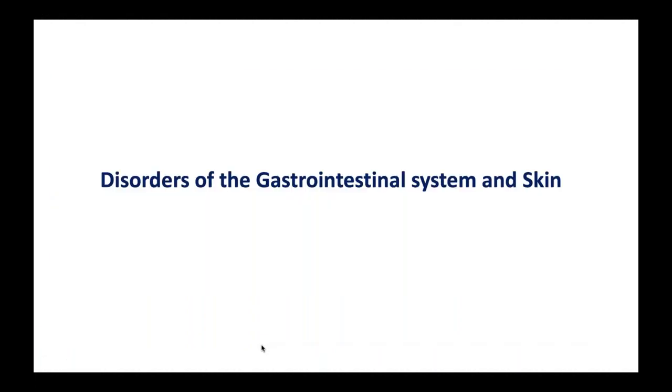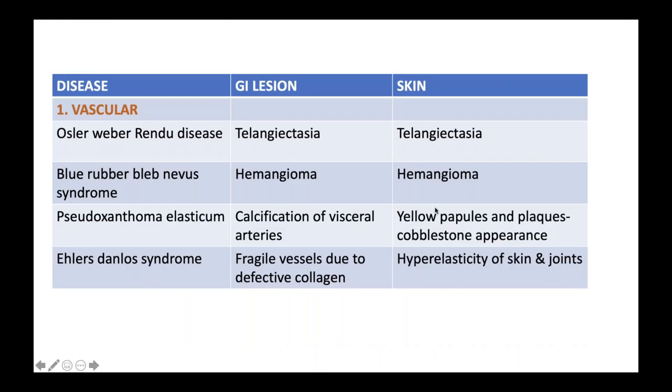Next, we come to disorders of the GI tract and the cutaneous manifestations. First we'll be discussing disorders which have a vascular etiology. So we have Osler-Weber-Rendu disease. The GI lesion is a telangiectasia, and the skin lesion also is a telangiectasia. Then you have the blue rubber bleb nevus syndrome. And again, you have hemangioma, both as the GI lesion and the skin lesion.